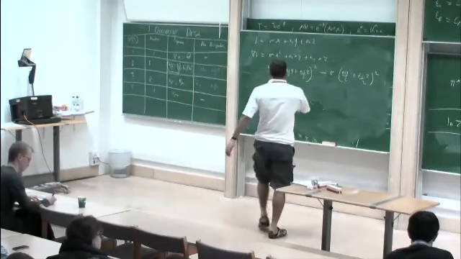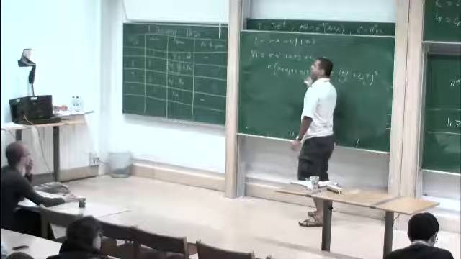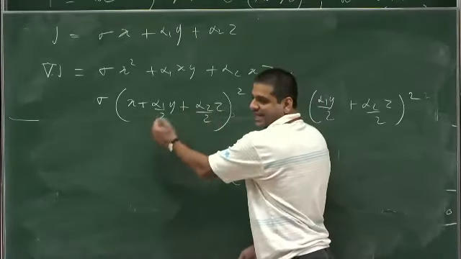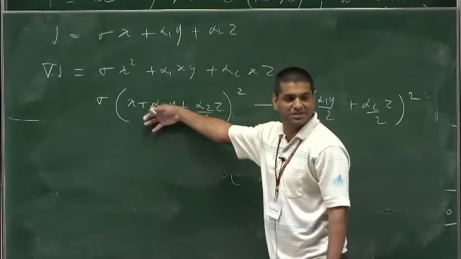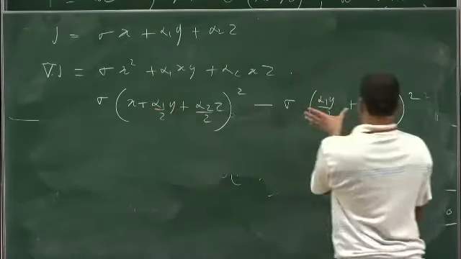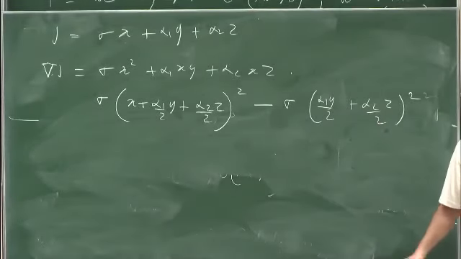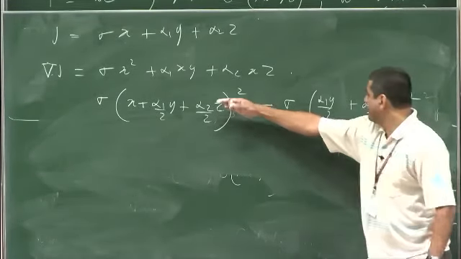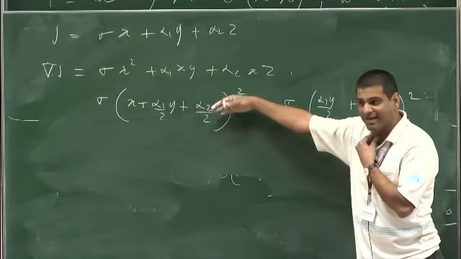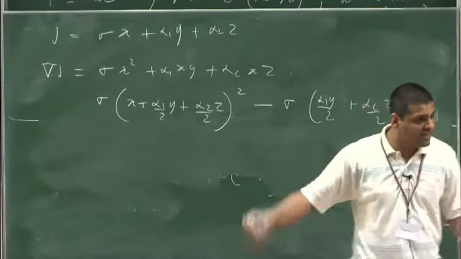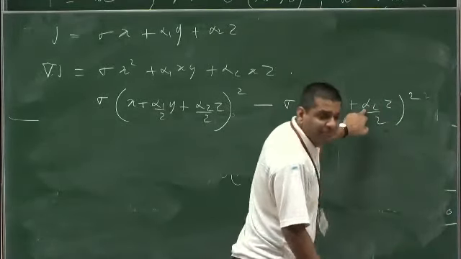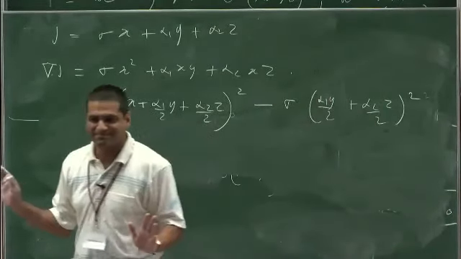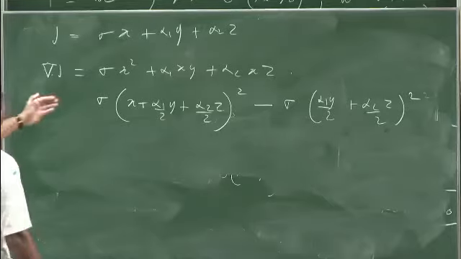Now, let's choose our variables so that this term vanishes. We solve for z as a function of x and y so that this term vanishes. This term is now negative definite. So this quadratic form here is not positive definite unless alpha 1 and alpha 2 individually vanish. You can say this more intuitively.